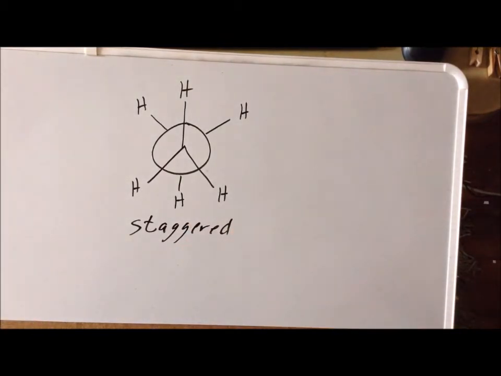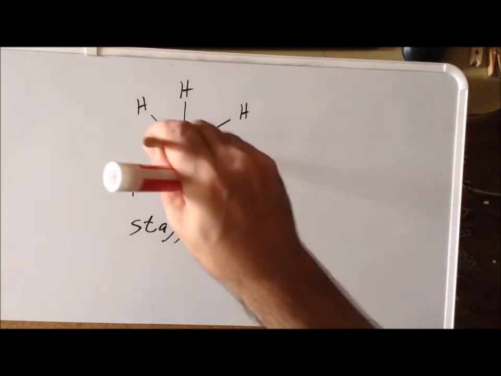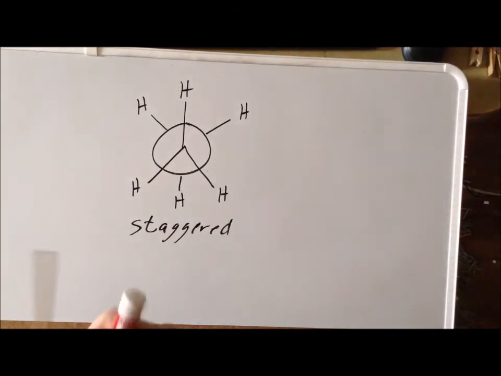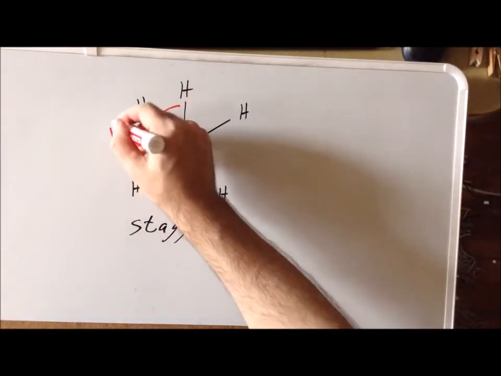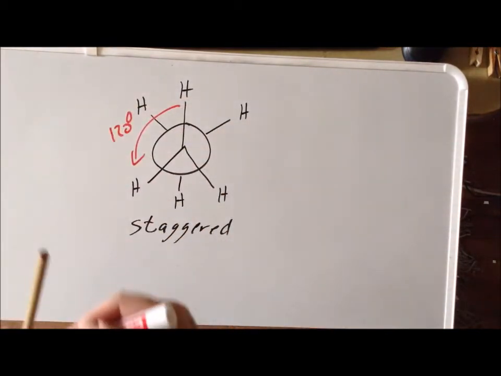So we want to look for our highest order rotation axis, and typically we're going to look for it along this particular axis here. We notice that if we do a 120-degree rotation, we line up hydrogen with hydrogen, hydrogen with hydrogen, and hydrogen with hydrogen.